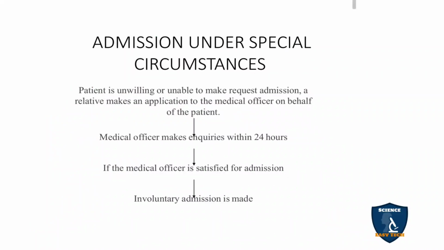Next is admission under special circumstances. Here the patient is unwilling, okay, it's involuntary admission. So the patient is not willing or unable to make a request, or he is in a serious condition where he cannot go and approach a psychiatric doctor. So either he is unwilling or he is not in a position to take voluntary admission. In such cases, the patient's relatives can bring the patient to a medical officer and give a letter that such a person is suffering from mental illness, but we are not able to control him, we need admission in a psychiatric hospital.